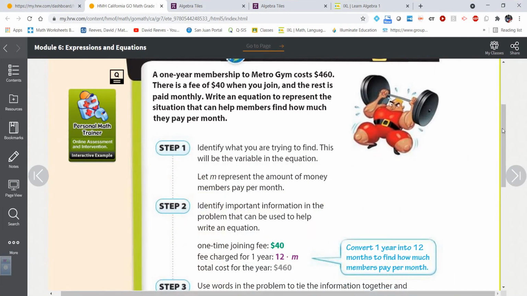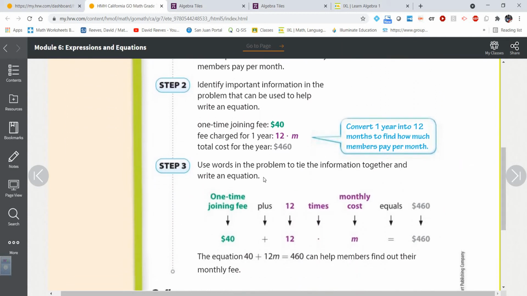Then they take this problem and break it up into its parts. You have that one-time fee of $40. You know that you're only paying it one time because it's not going to get the variable. Because it's a year and there's 12 months in a year, and remember, M is the amount they're paying per month, we need to multiply that by 12. And then the total cost for the year is $460.